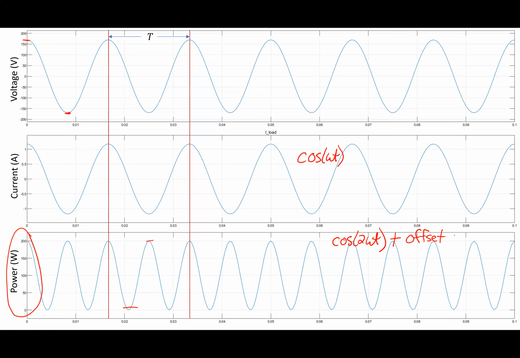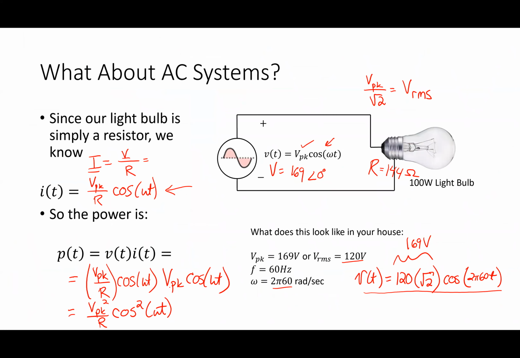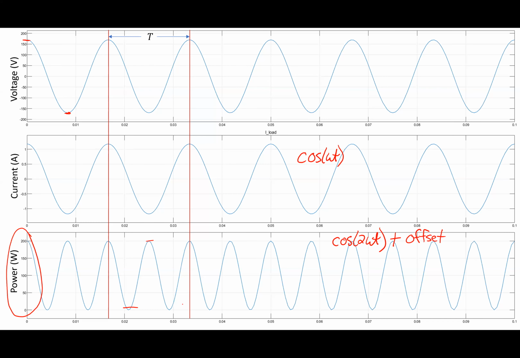And if I did the trig identity to unfold this cosine squared term, that's exactly what would come out: a constant plus a cosine 2 omega t. Thing is, we're talking about a 100-watt light bulb here, so electricians don't talk about cosine squared very often, right? So what are we talking about, do you think?